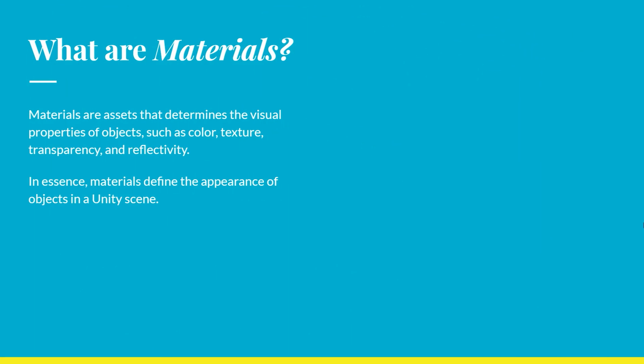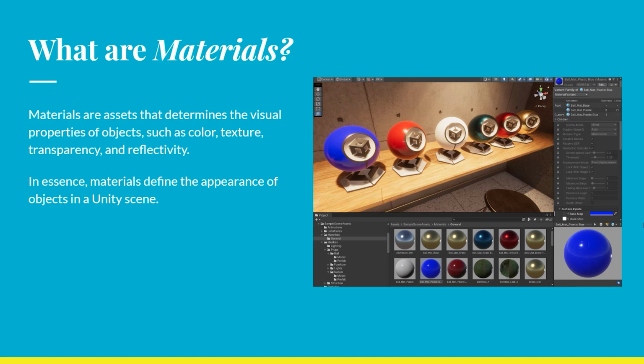As you can see in this picture, there are multiple materials, and they are representing different colors and also different textures, transparency, and the reflectivity of that object. So let's start to learn how we can create materials and manipulate game objects like a pro.